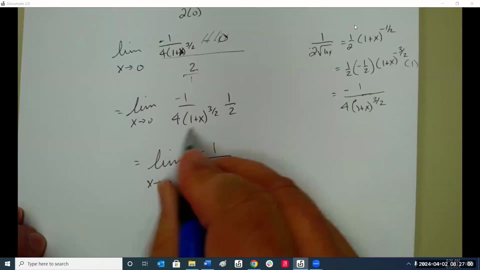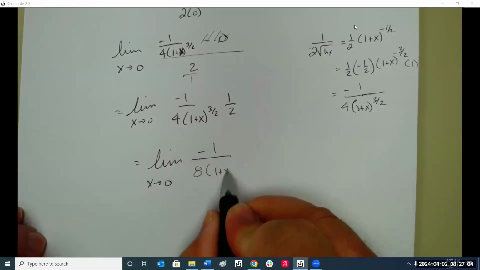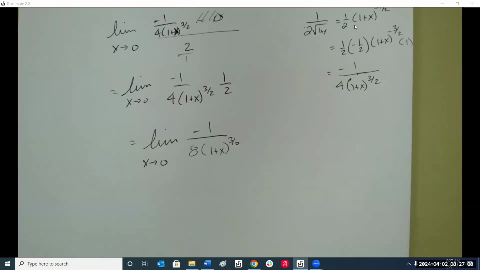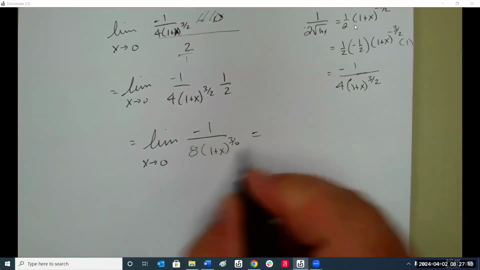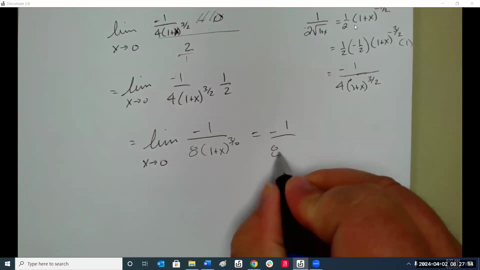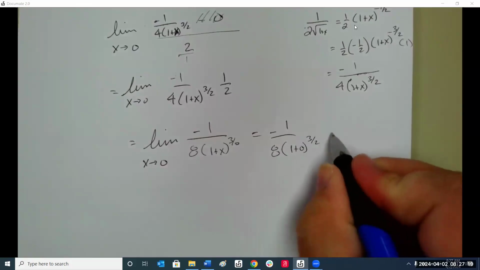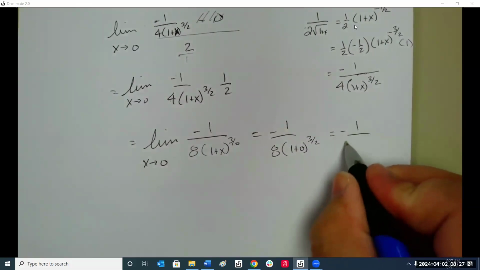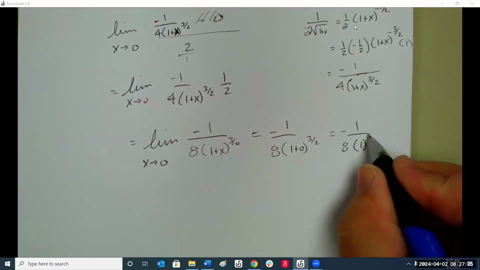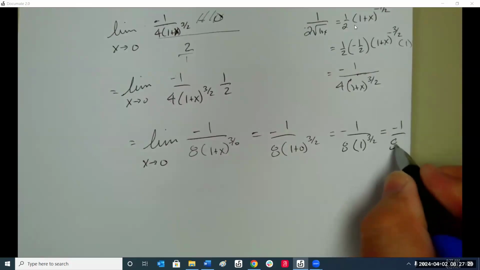So -1, 4 times 2 is 8. Plug in 0, so it becomes -1 over 8 times (1 plus 0) to the 3 halves. 1 plus 0 is 1, and 1 to any power is 1. So the answer is -1/8.